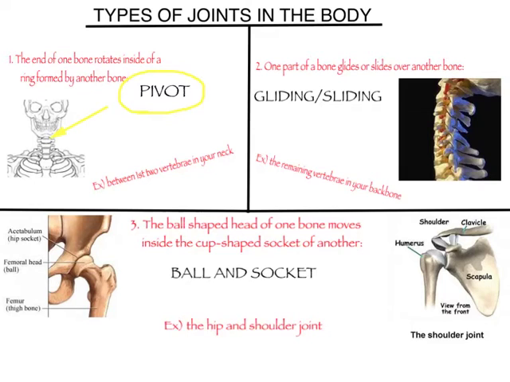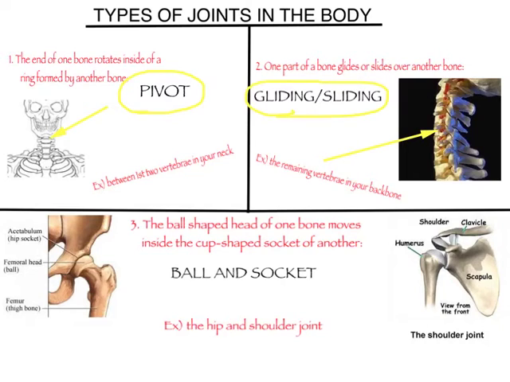The second type of joint that we're going to discuss is called a gliding or sliding joint. Now that occurs when one part of a bone glides or slides over another bone. As you can see, your example, this type of joint is the remaining vertebrae in your backbone. There's not a lot of movement with this type of joint. Just a small little glide or slide over the top of one another.